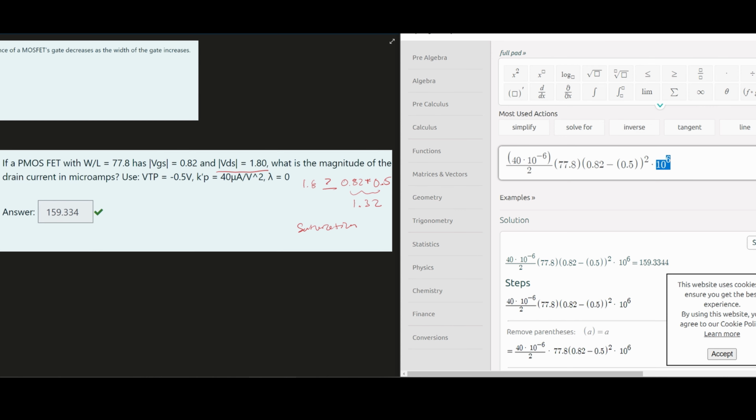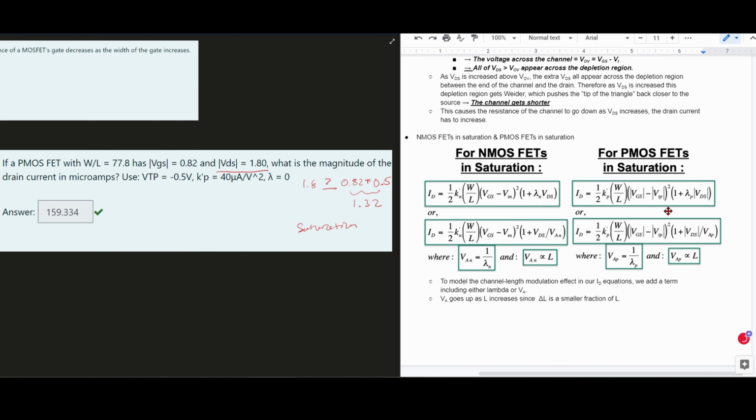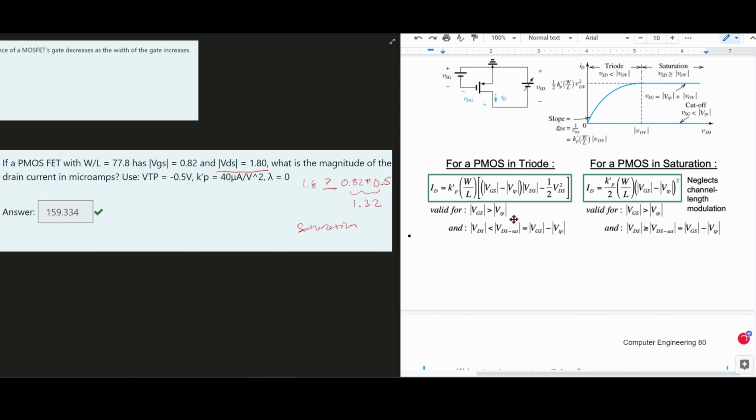If you have different numbers, you would just use this equation, and I've explained why. Because if we have a lambda, we would need to use this. Otherwise, we can simplify it a little bit more and just go with something like this. The important part is to check whether we're in triode or in saturation though.